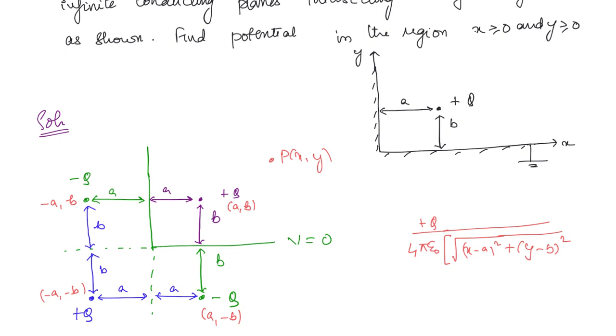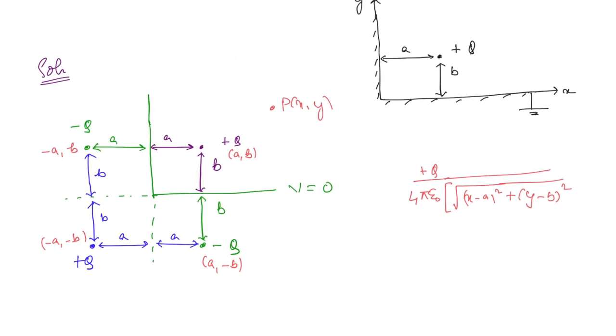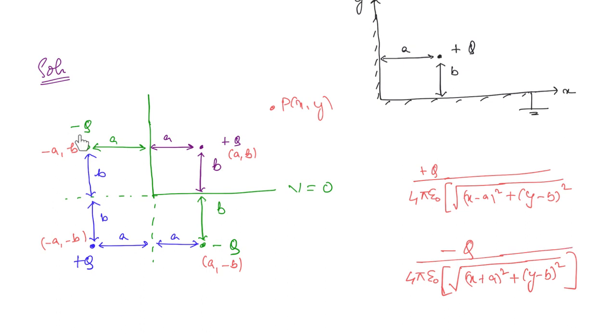Okay. Then if you take due to this minus q at minus a comma b, then what will be the potential here? This is going to be minus q, because the charge is minus q, divided by 4 pi epsilon naught. And what will be the distance here? From the coordinates you can find out x minus of minus a, so (x plus a) whole square plus (y minus b) whole square. Okay. So this is due to minus q, this charge.